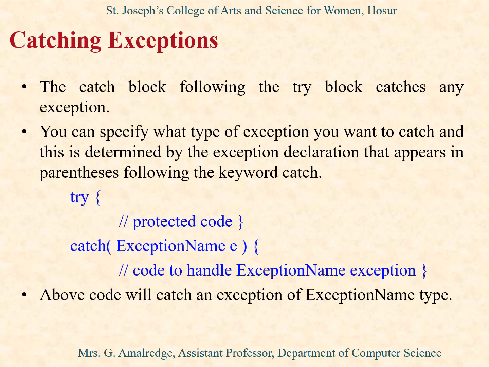Catching exceptions. The catch block following the try block catches any exception. You can specify what type of exception you want to catch, and this is determined by the exception declaration that appears in parentheses following the keyword catch. Here, the try block contains the code to be tested, and the catch block has the exception type with the object name and the code to handle that exception.